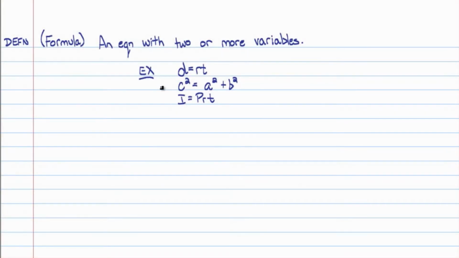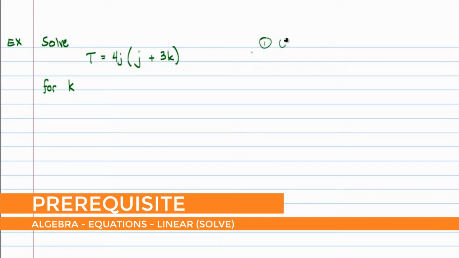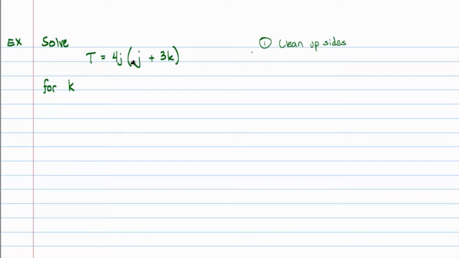In this lecture, we're going to concentrate on solving formulas for specific variables. Like in this example, we're gonna solve this formula, which is t equals 4j times the quantity j plus 3k. We want to solve that for k. The rules here are kind of like the same rules that you would follow if you were going to solve an equation. You want to clean up sides, so let's go ahead and start there. You want to make sure you do the easiest route, so it takes some experience doing this. But the fact is, I cannot easily solve for k because it's mixed up in this business.